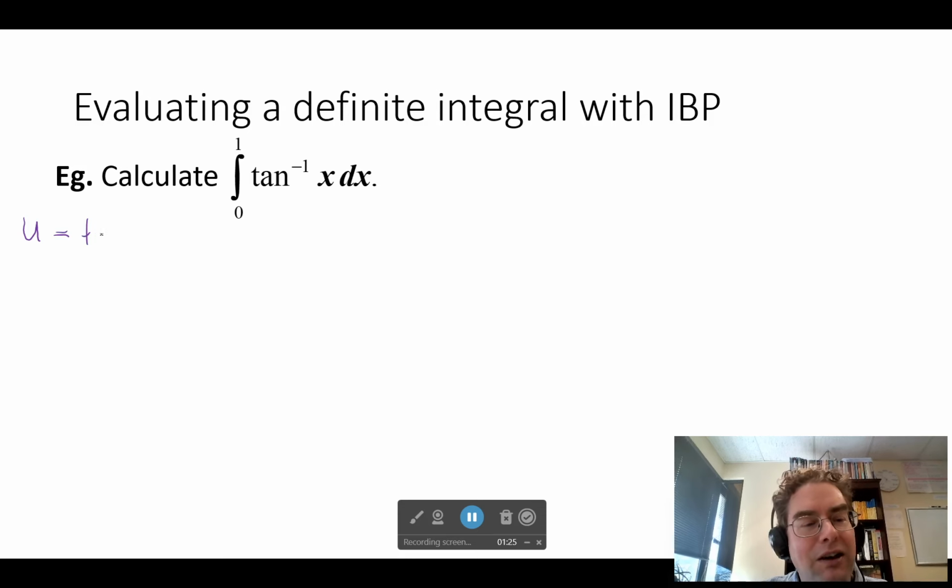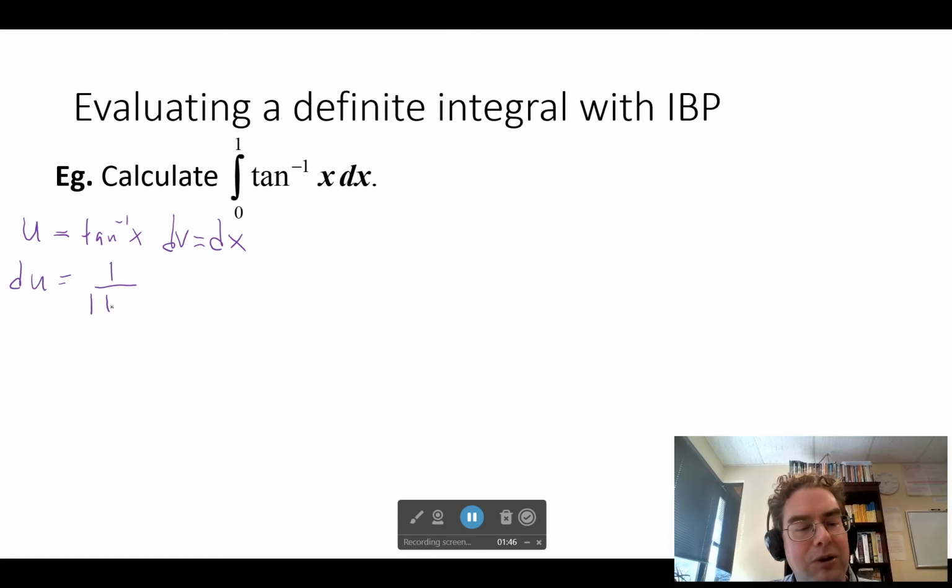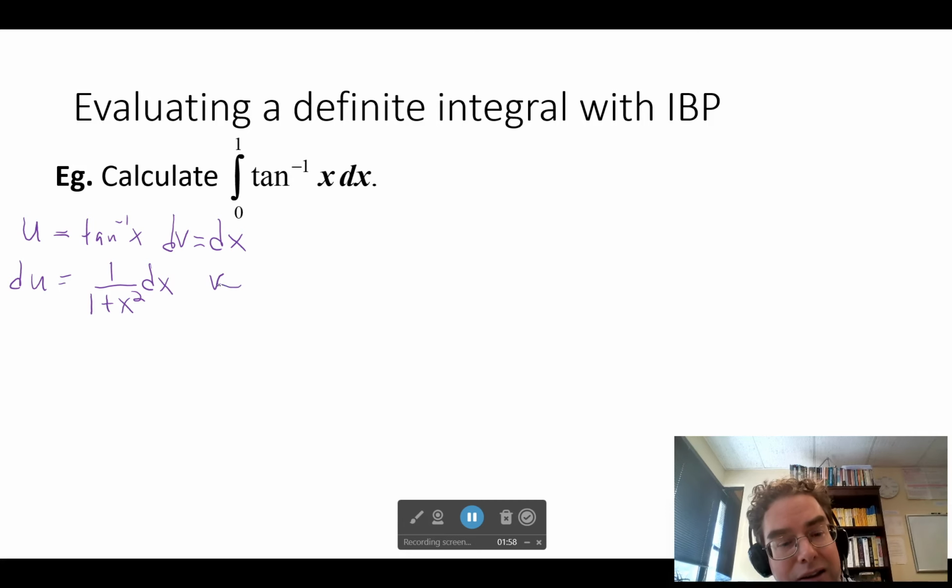Let u be arctangent x, and let's also take dv to be what's left, which is just going to be dx in this case, as it has to be since that's the only thing left. Okay, well then du in this situation will be, as mentioned, 1 over 1 plus x squared dx, promising because it's simpler, and v will just be x.